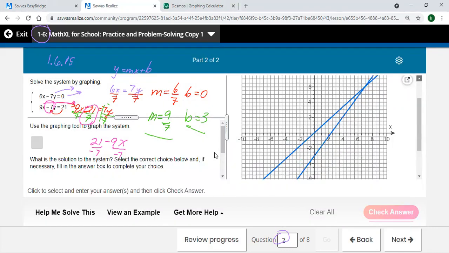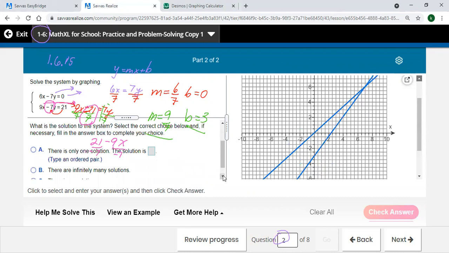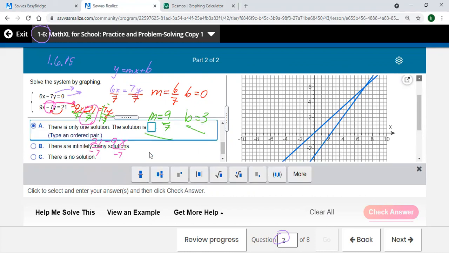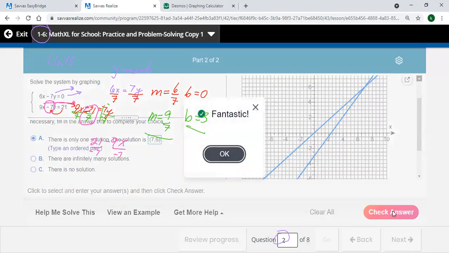Now, but there's still another part to the question. So it's asking what the solution is, and that's the point where they intersected. And these two intersected at that 7/6 point. So there's only one solution. And we'll type it in as an ordered pair, 7, 6. Just like that. Let's check that one.